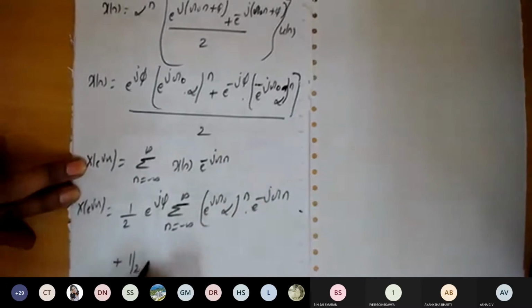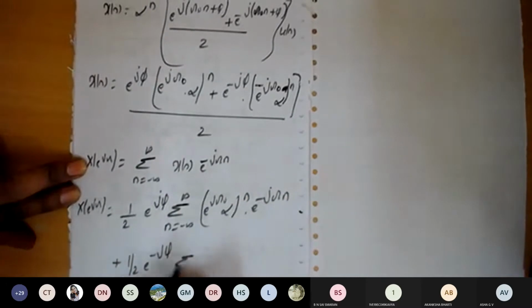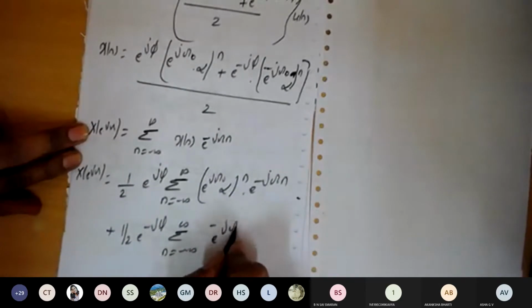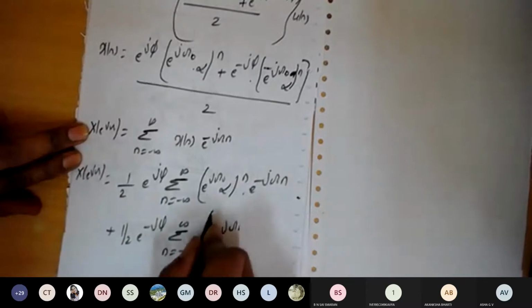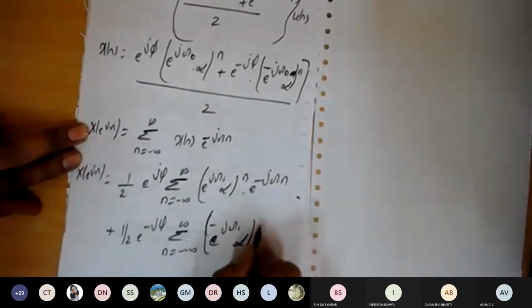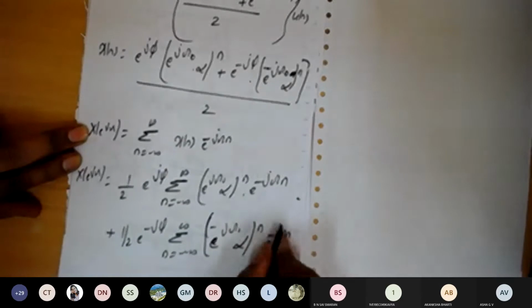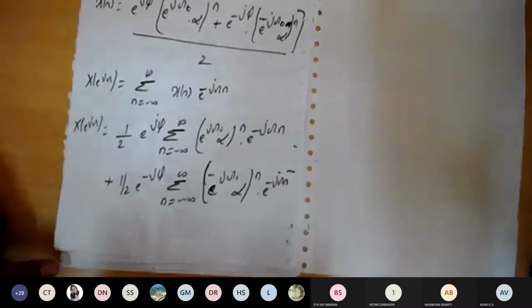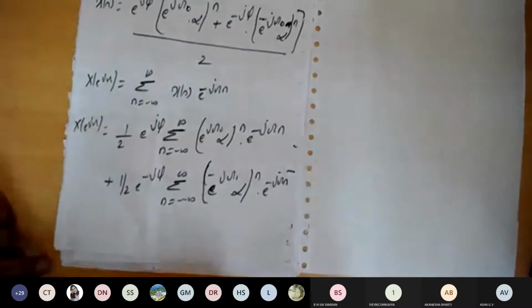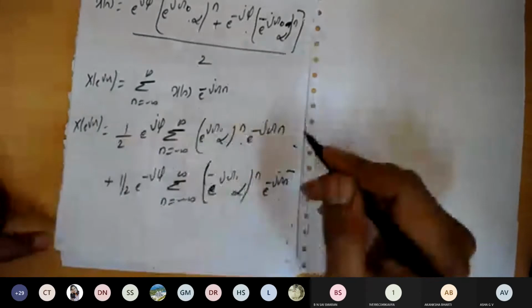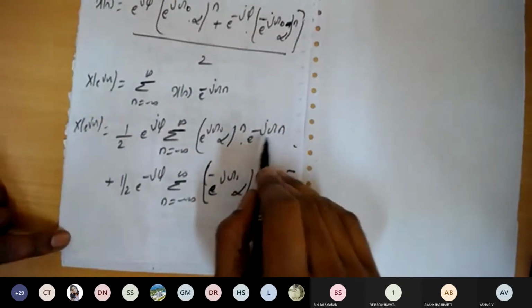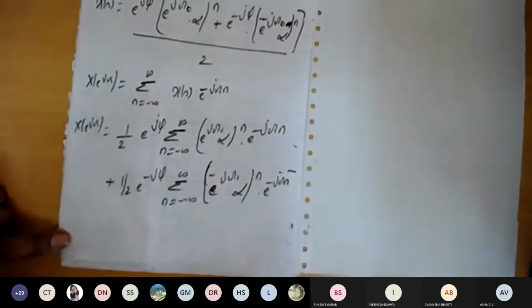Plus 1 by 2 into e to the power of minus j phi, summation n equal to minus infinity to plus infinity, e to the power of minus j omega naught into alpha to the power of n into e to the power of minus j omega n. You can see in this exponential series here also n is there, here also n is there. We can take n common here and here, and apply the corresponding property.